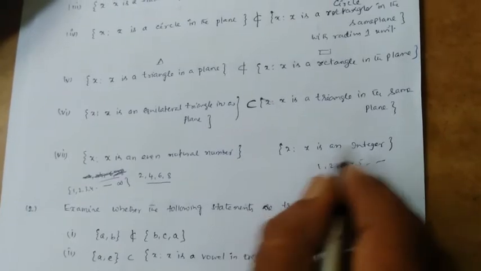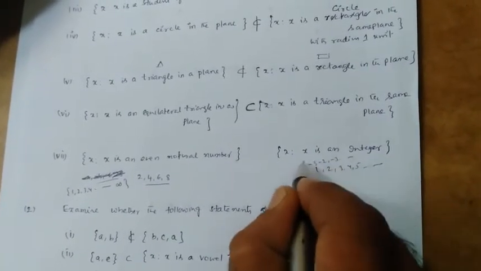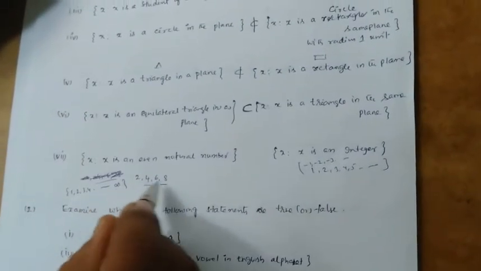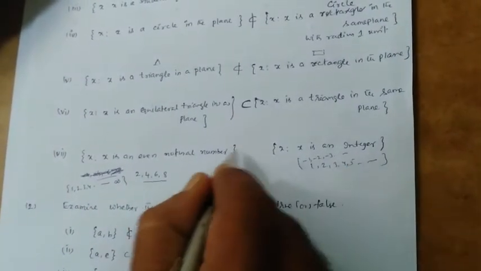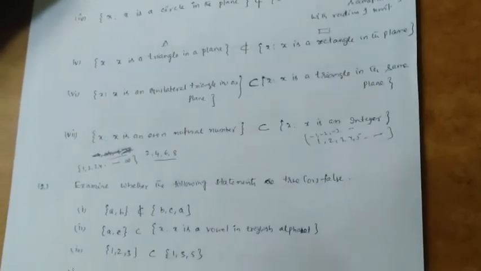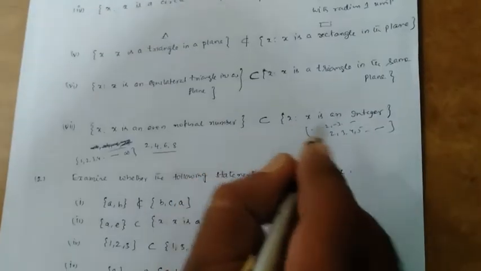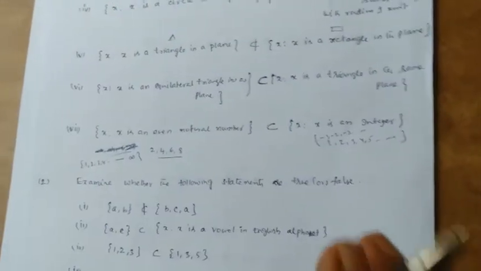X is an integer. It may be a negative integer or a positive integer; -1, -2, -3 are also included. So clearly 2, 4, 6, 8 is also a subset of this integer set. So we put the contained in symbol, or subset. This even natural number set is a subset of the integer set.